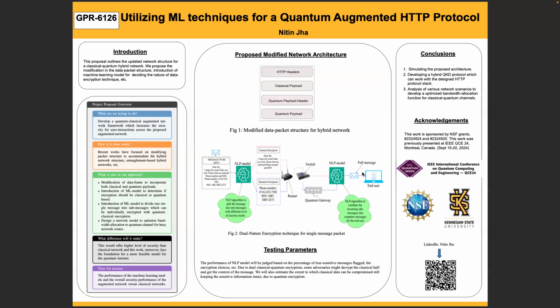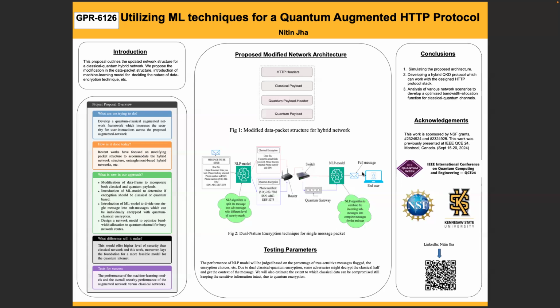So here we start with proposing a modified HTTP protocol. We chose HTTP protocol because it's one of the most highly researched protocols and it's quite simple in nature. So how we propose to do it is, instead of just having the classical headers, it will have both classical and quantum headers. The quantum headers will let the device know what kind of quantum protocol was used while encrypting and will help in decoding it as well.